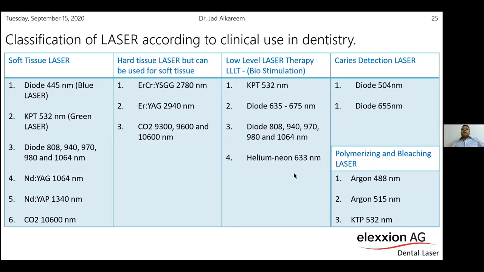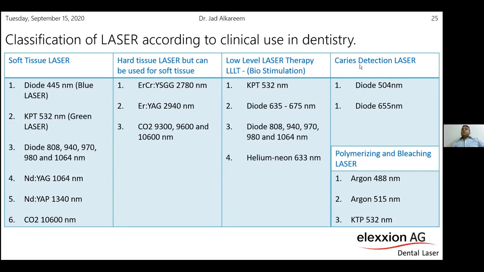Then we have the diode 808, 940, 970, 980. All of them also can be used for biostimulation. And finally, we have the helium neon, which has a wavelength of 633. This also can be used for low-level laser therapy.